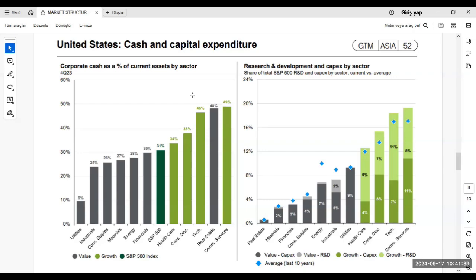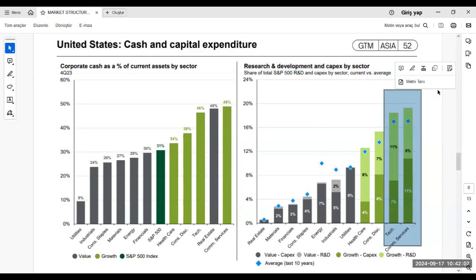And here, as you see, again, there is huge cash in communication services and technology. Please look at these two sectors. There is huge cash in these companies. And research and development and capital expenditure by sector, meaning which type of capital expenditure they are doing: investment, research, and development. Again, look at it. The same sectors, technology and communication.